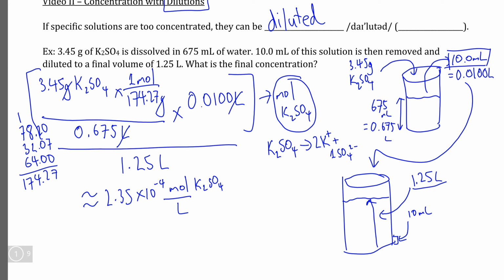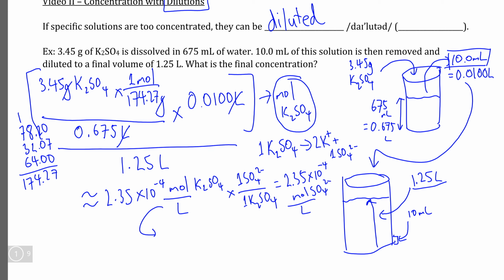K2SO4 dissociates into 2 potassium ions and 1 sulfate ion like this. So because the ratio of sulfate to potassium sulfate is 1:1, we can show that by showing this conversion factor here, 1 sulfate per 1 K2SO4, which means that our concentration of sulfate in our diluted solution is exactly the same, approximately equal to 2.35 times 10 to the negative 4 moles of sulfate per liter.